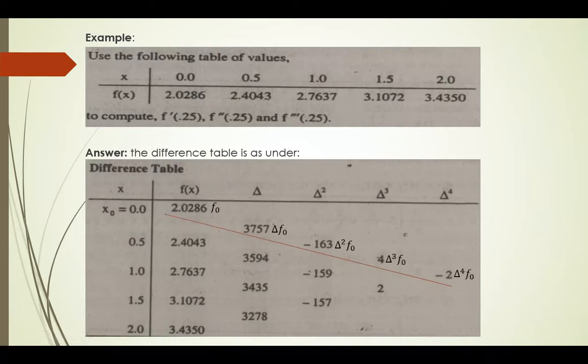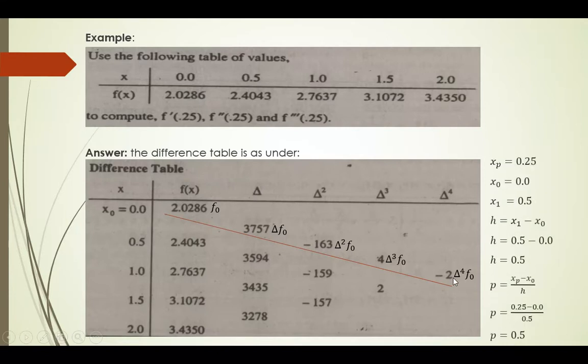Now some basic things are there, that is, how could we identify f naught. Just look at this thing, that 0.25 lies between 0.0 and 0.5. So this xp, which is 0.25, is somewhere here. So the above value is x0 and the below value is x1, and this value is actually xp. So in front of x0 there is f0, and the first difference is this one, the second is this one, the third is this one, the fourth is this one.